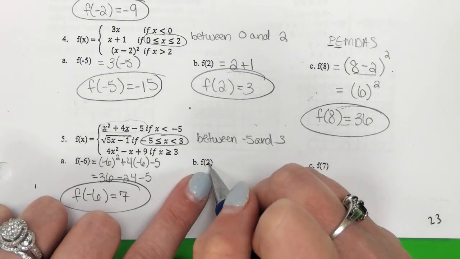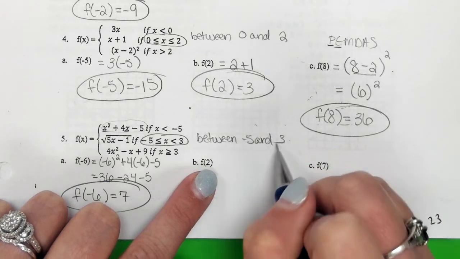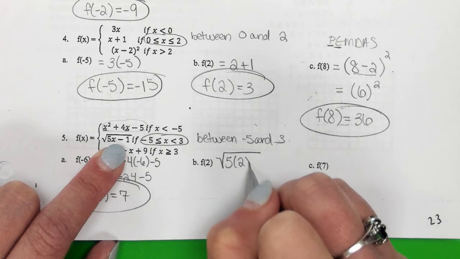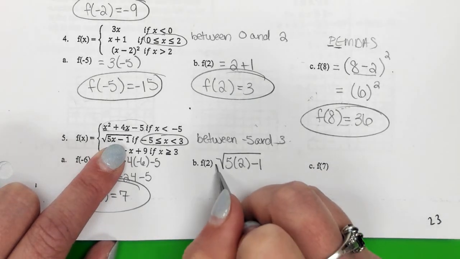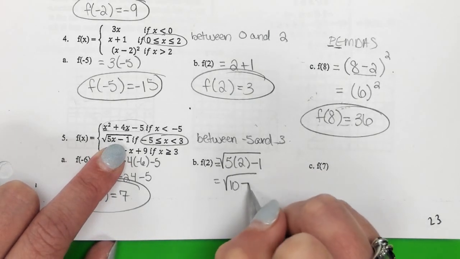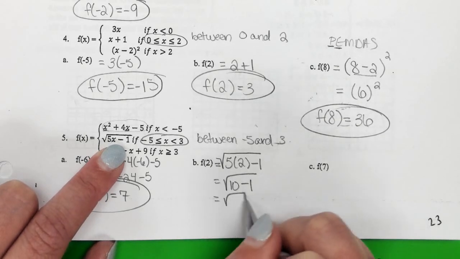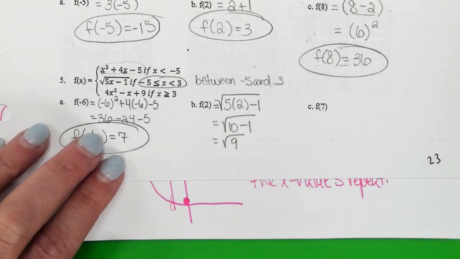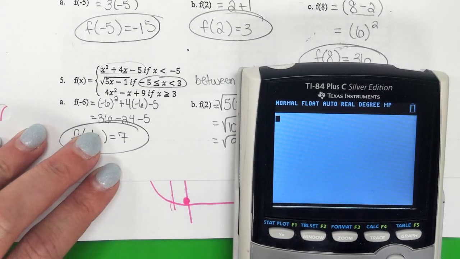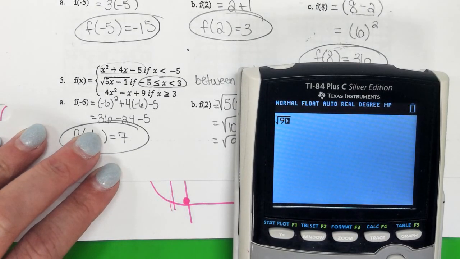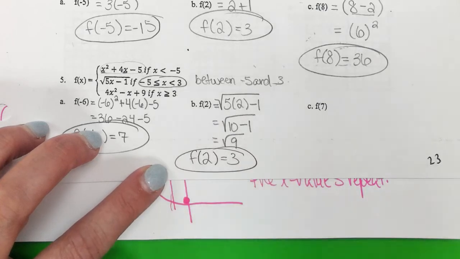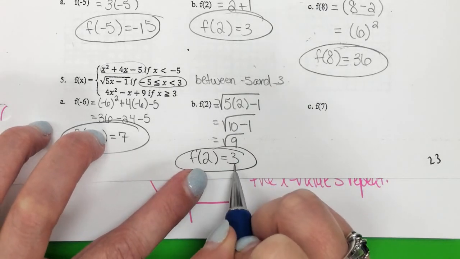All right, and then we have 2. 2 is between negative 5 and 3. So we're going to plug it into this guy. We're going to multiply first. So 5 times 2 is 10. Minus 1 is 9. And then the square root of 9, you should know that though because we just had a perfect squares test. Plug it in your calculator and you get 3. Okay? So write your answer correctly, f of 2 equals 3. That means when x is 2, y is 3, okay?